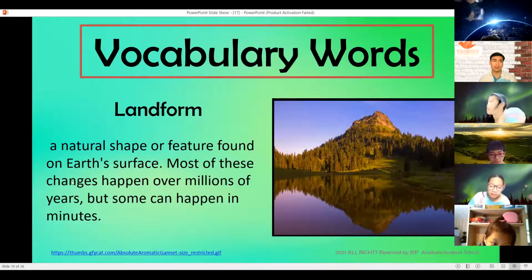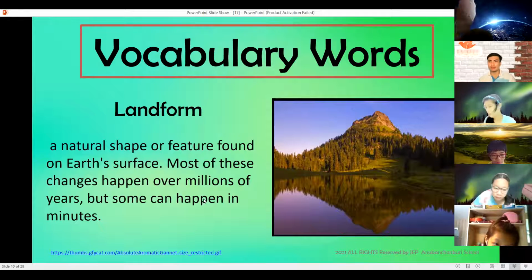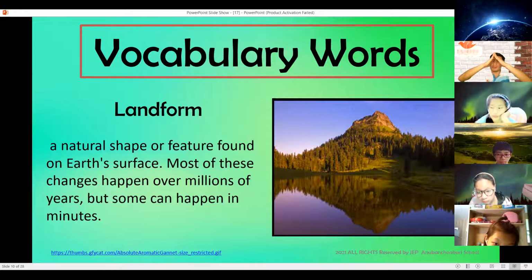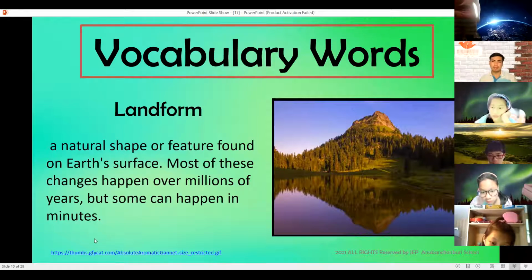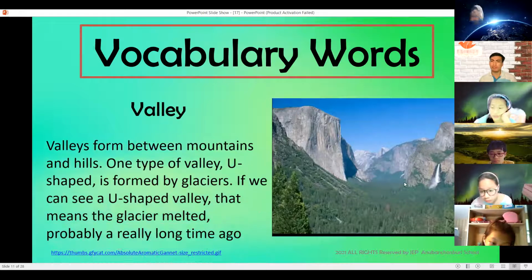Okay, so sometimes it takes millions of years, but sometimes it can happen in minutes. For example, if there's an earthquake today, the flat lands will become like this, it will become a mountain immediately. So that can happen. So these are the different landforms. The first one is valley. May I ask Satawit to read?